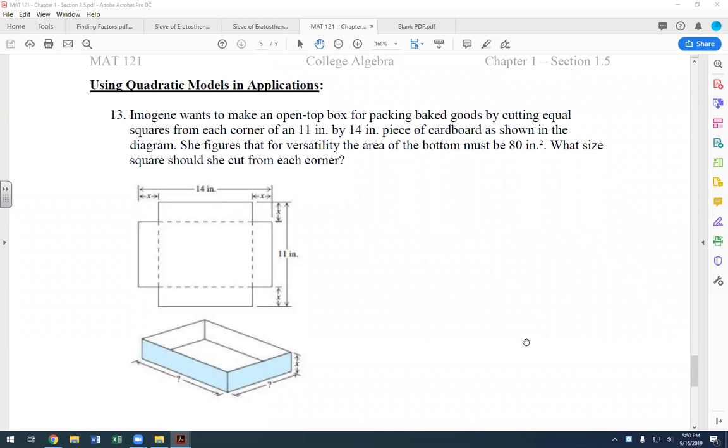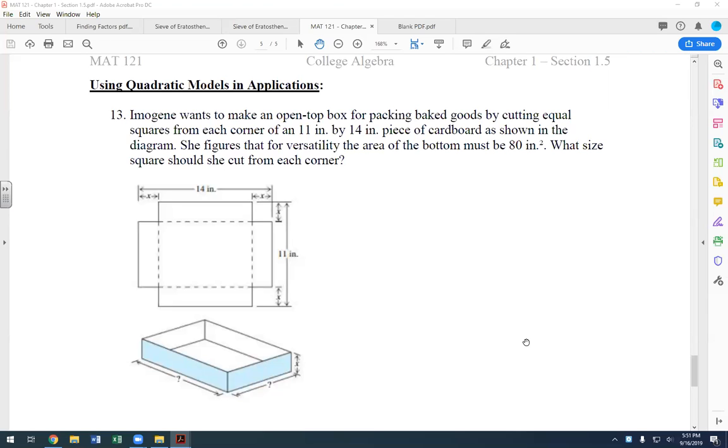We know there's restrictions on the factoring and the square root property method. So let's see what this example here is saying. Imogene wants to make an open top box for packing baked goods by cutting equal squares from each corner of an 11-inch by 14-inch piece of cardboard. She figures that for versatility, the area of the bottom must be 80 square inches. What size square should be cut from each corner?